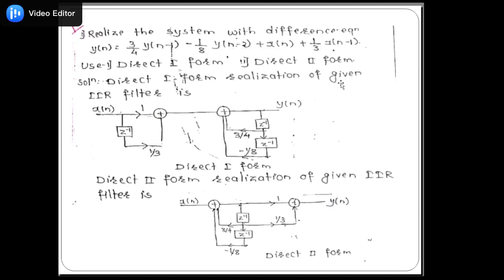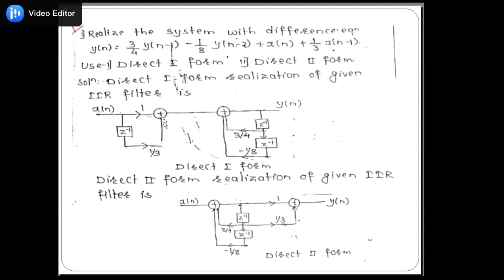Direct one form realization of the given structure. Suppose you consider direct one form, then what will be the term of x(n)? The input term will be x(n) plus 1/3 x(n minus 1). Means the multiplier will be 1 for the first condition, and the second delay version will be provided with multiplier 1/3.